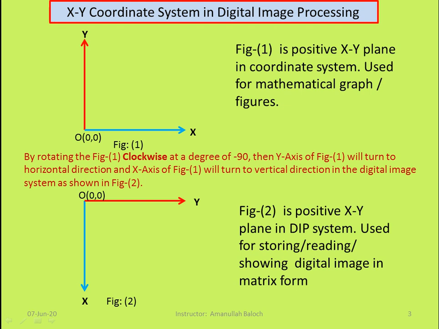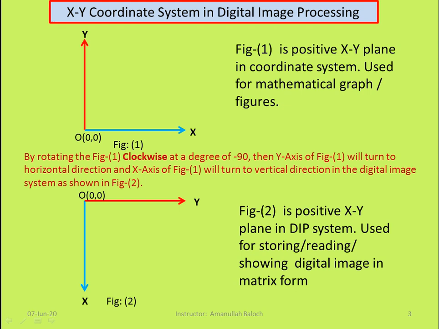Actually, our coordinate system in digital image processing is just like the coordinate system of mathematical figures, but a little bit different. What is the difference between the digital image processing coordinate system and the mathematical coordinate system? Here in the mathematical coordinate system, the origin is at the bottom left corner, while in DIP the origin is at the top left corner of the coordinate system.